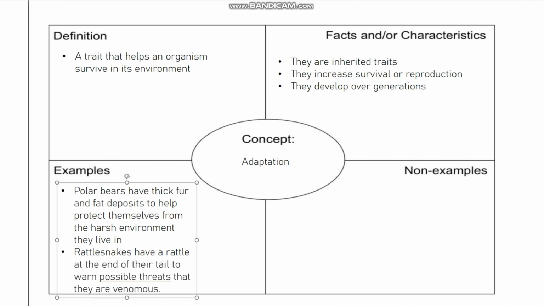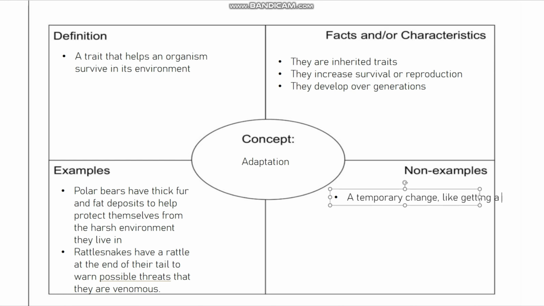All right, so great job. We have all of our examples completed. So lastly, we just need some non-examples. Get my word with bullet points. All right, so what is one non-example? When somebody gets a tan, it's a temporary change. Yeah, temporary change like getting a tan. What about one more? Learned behavior. Yeah, great. A learned behavior.